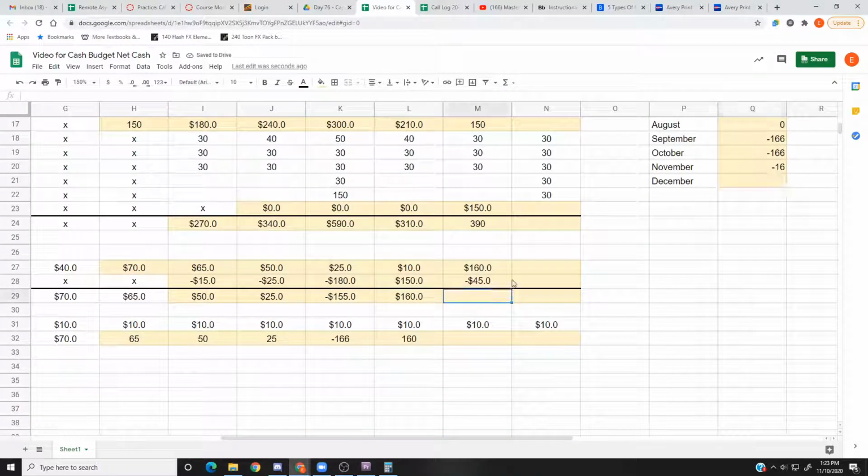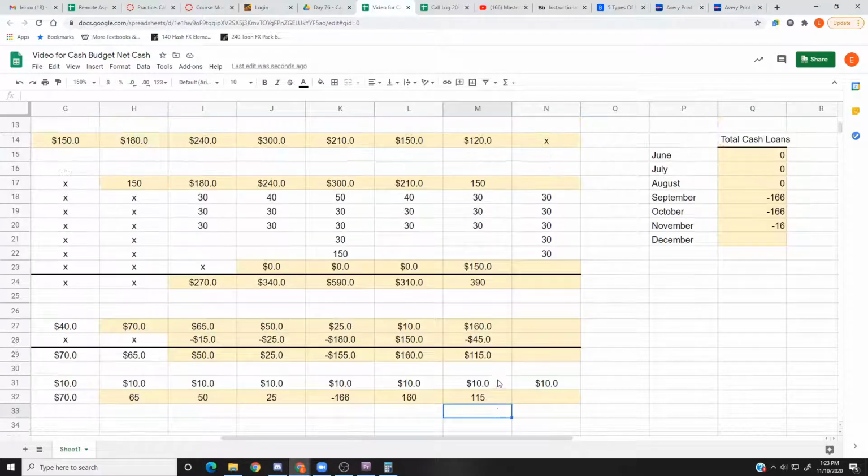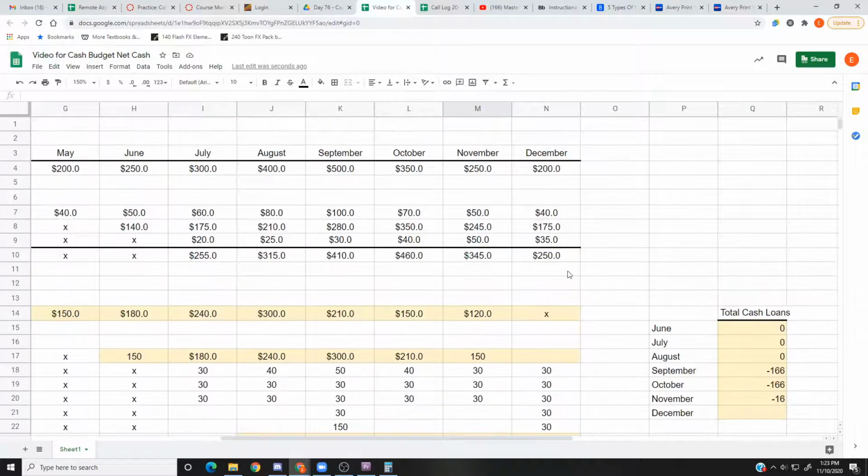All right, so then we got 160 plus we lost $45 this month. That's okay. We had that extra, right? We got 115. We need at least 10. That's okay. We got 115. Okay, we definitely are going to be able to pay off the rest of that loan in December. So that's good. All right, let's go for it. So 115, moving on to December.